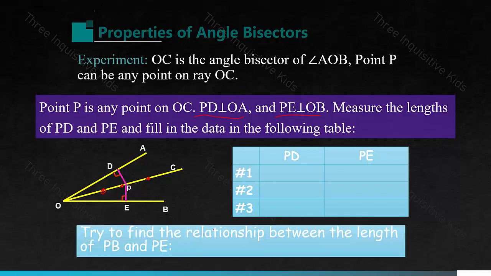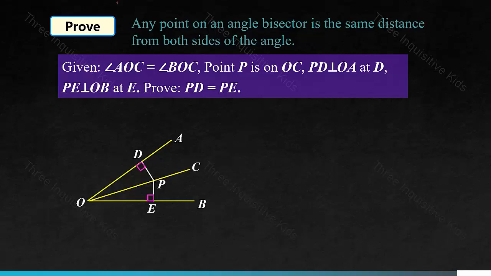So now try to find the relationship between the length of PD and PE. No matter where you put your point P, you should still be able to answer this question. We can later find out that PD is always equal to PE. Now, how can you prove this? Any point on an angle bisector is the same distance from both sides of the angle.